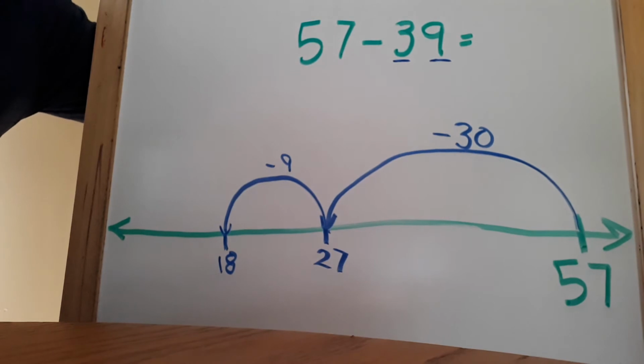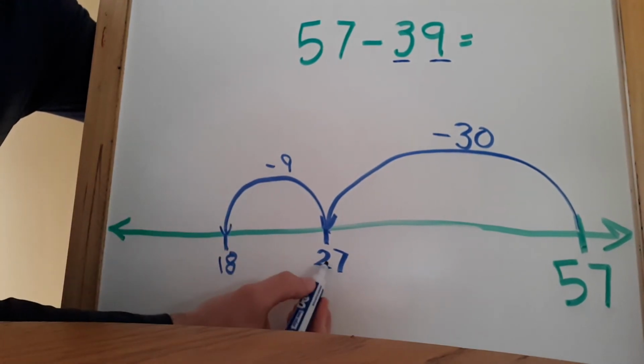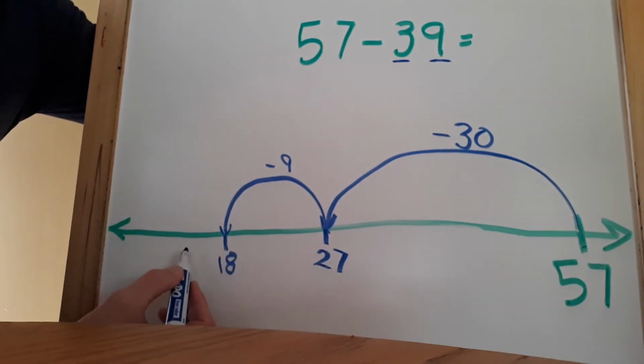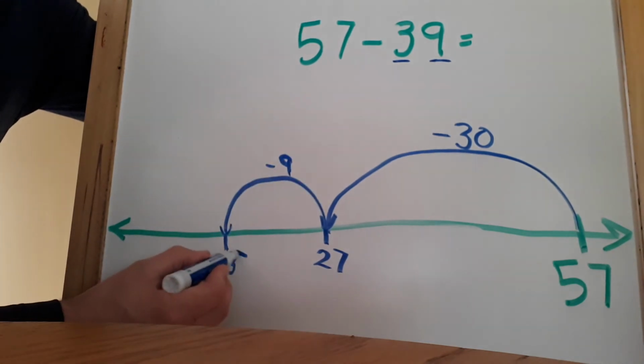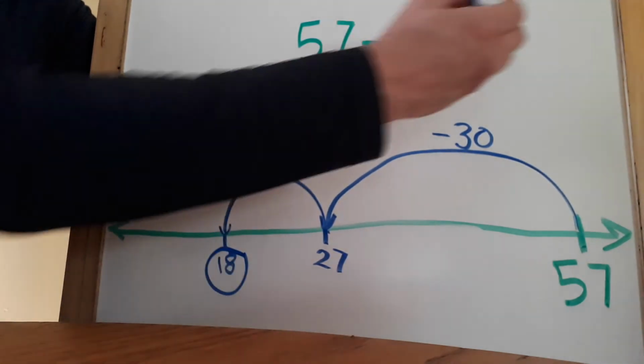And the way that I knew it was 18, because 27 subtract 10 would be 17, but 9 is 1 less than 10, so it must be 18. So 27 subtract 9 is 18, and that's my final answer, 18.